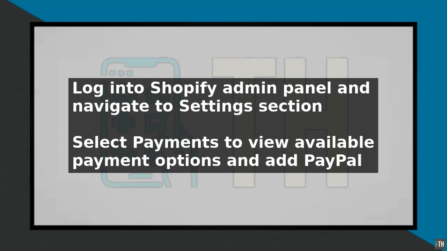To add a PayPal payment gateway in Shopify, start by logging into your Shopify admin panel and navigate to the Settings section. From the Settings menu, select Payments to view the available payment options. Click on the Add Payment Method button and search for PayPal. Select the PayPal option and click on the Add PayPal button.